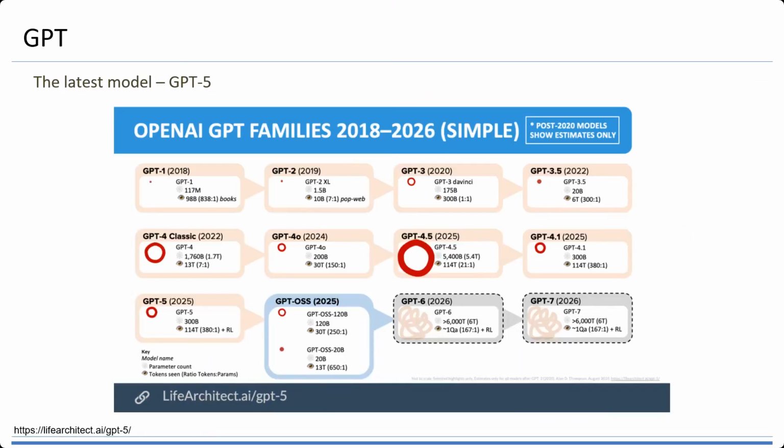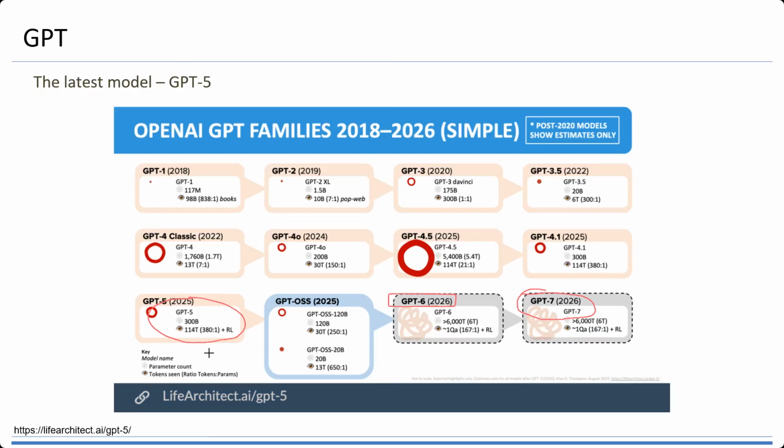And now the latest model, not the GPT-2, but it is now GPT-5. Okay, in 2025, it is GPT-5. And based on the news, they will produce GPT-6 in 2026. And then there will be another variant, GPT-7, in 2026. So we are expecting that one.